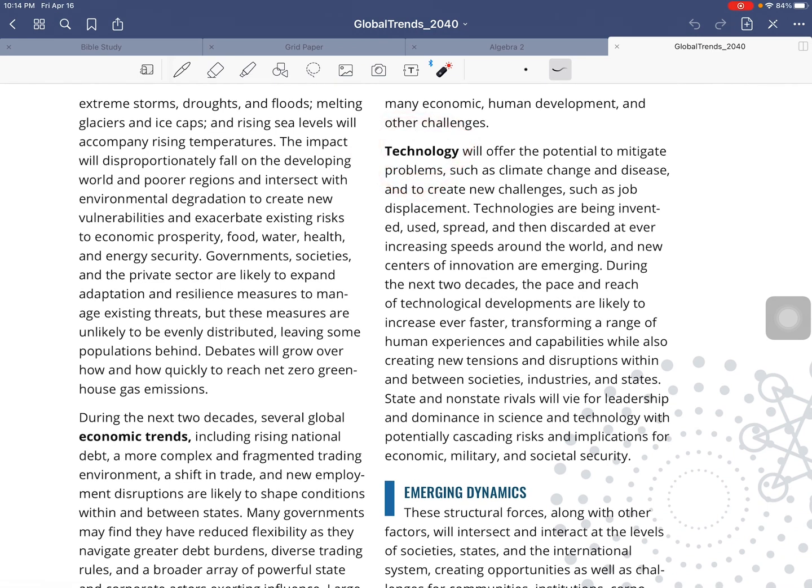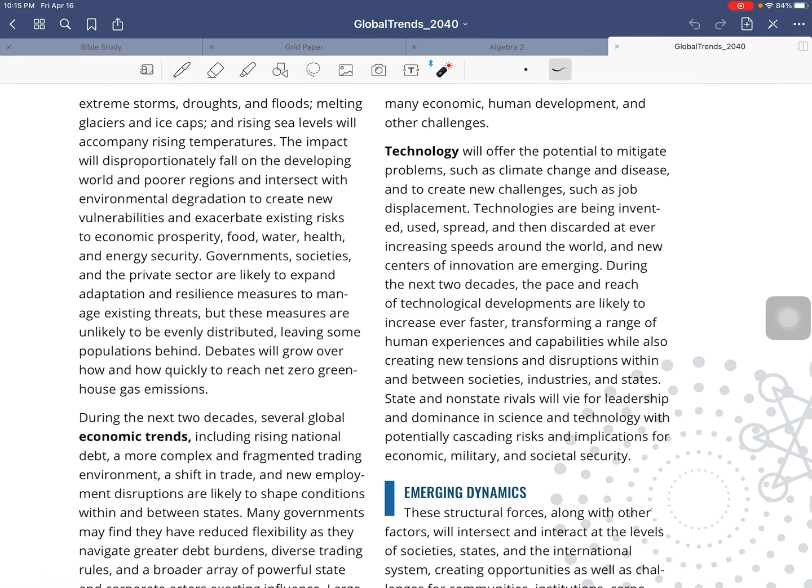Technology will offer the potential to mitigate problems such as climate change and disease, and to create new challenges such as job displacement. Technologies are being invented, used, spread, and then discarded at ever increasing speed around the world. And new centers of innovation are emerging. During the next 2 decades, the pace and reach of technological developments are likely to increase ever faster, transforming a range of human experiences and capabilities, while also creating new tensions and disruptions within and between societies, industries, and states.